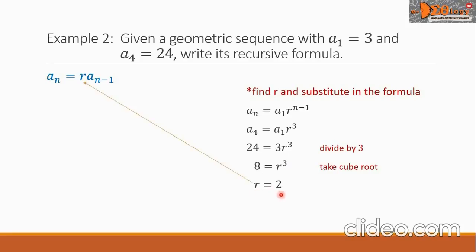This value 2 is what we need in our recursive formula here. So let us substitute. So we have now a sub n equals 2 times the previous term a sub n minus 1. And this is our final answer.